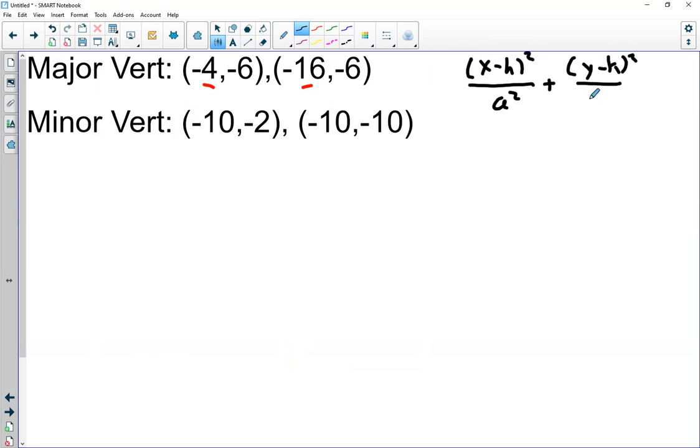H and k is actually kind of easy in this one. For example, in the major vertices, you can find what's in between -4 and -16, and that's going to turn out to be -10. But you can look at the minor. You should have known it's -10 because that's not changing on the minor one. And then on the other side, it's -2 and -10. You can find what's in between, but you should have noticed that's -6. That's not changing. So you could just use the information from the other half. So your center is going to be -10, comma, -6.